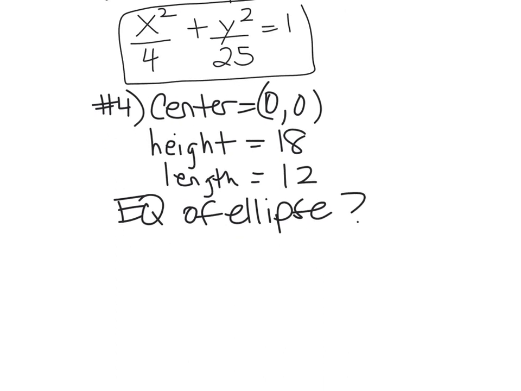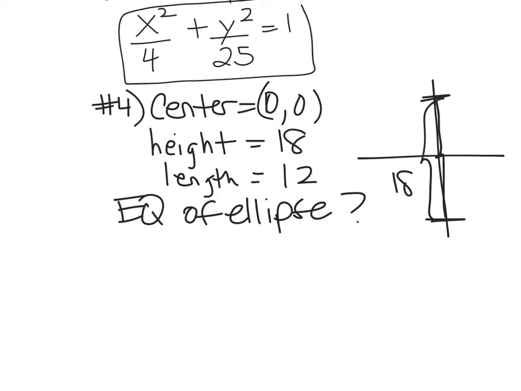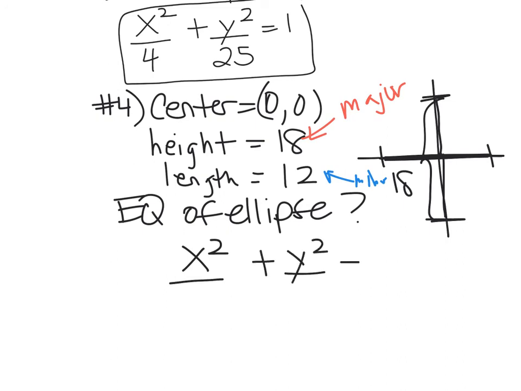All right, so if you want to, you can draw a picture of this again. Center's at the origin. The height is 18. What that means is this entire thing is 18, okay? And the length is 12. This entire thing is 12. They could have also said the major axis is 18 and the minor axis is 12, okay? Now, I'm going to go x squared over something plus y squared over something equals 1.